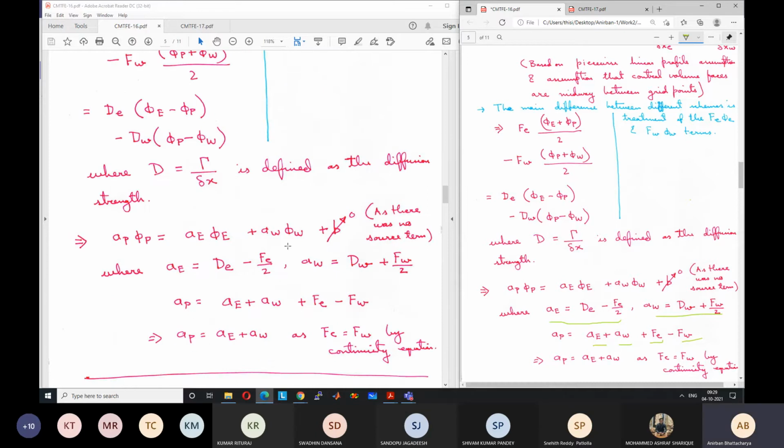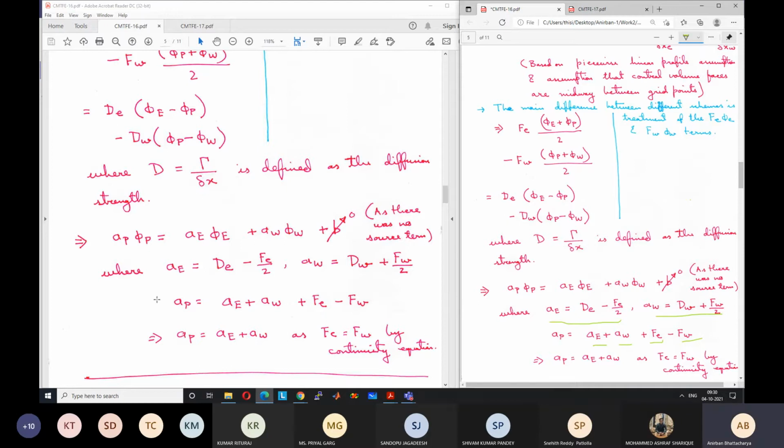Sir, why do we use this continuity equation condition in the general diffusion and convection equation? Can you repeat your question, please? Sir, this Fe equals Fw, we have derived from the continuity equation. Yes. So why are we using this in the general diffusion and convection equation?